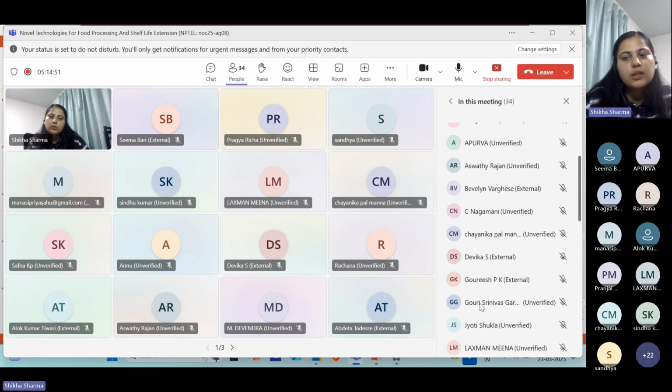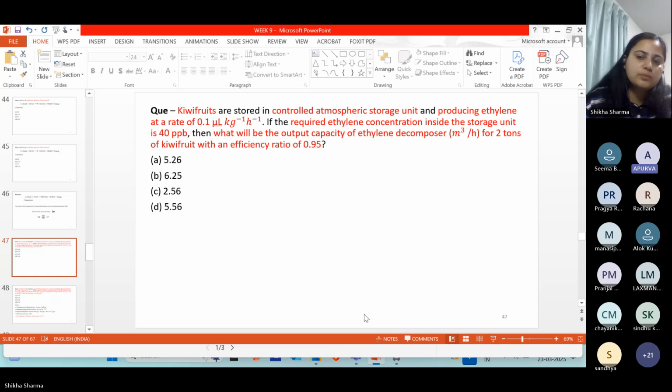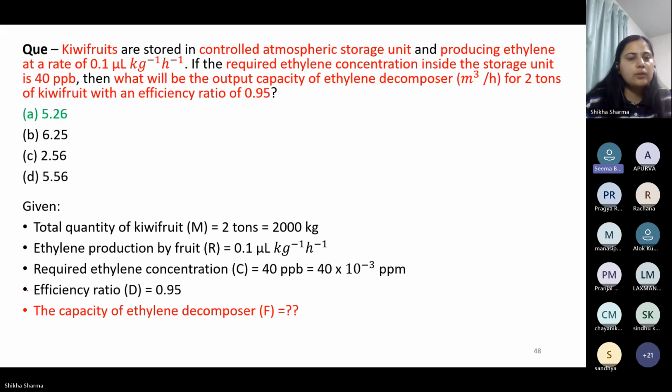Have you seen the formula? Anyone? What is the formula from the last lecture video? R into M by C into D. Correct. She's correct. Option A is correct. She has done a nice job. Everyone, please put some effort into seeing the formula in the video and solving the question. Nice work. So let's solve it for the others.